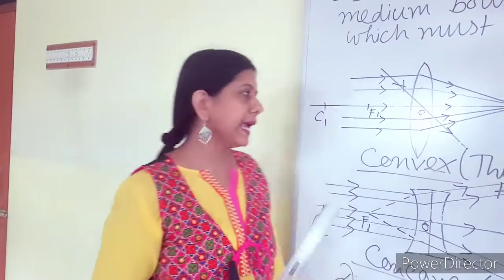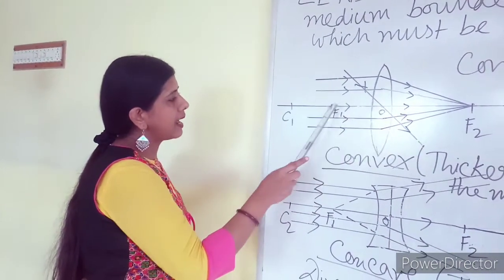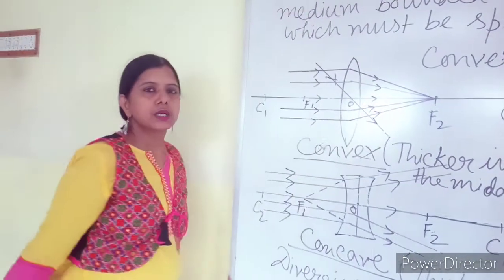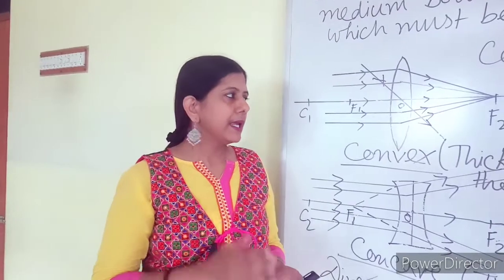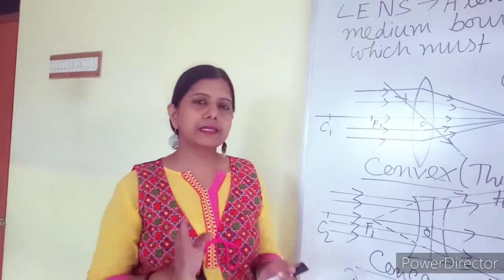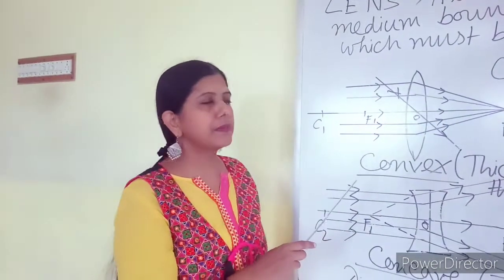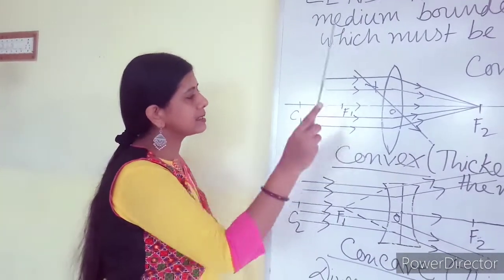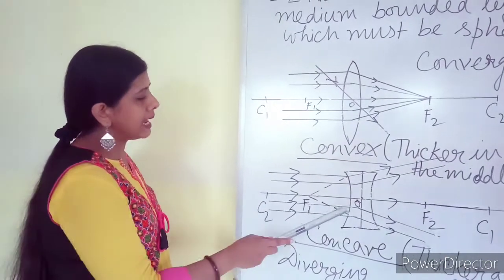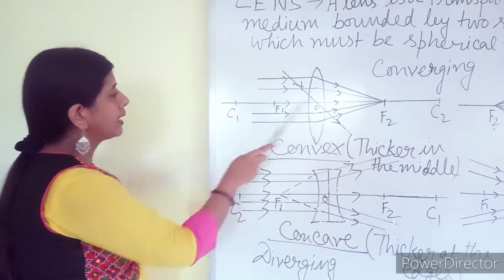Next is focal length. What is focal length? The distance between the optical center and the focus point, that is OF1 and OF2. This is called focal length. In case of a mirror, I have seen that all the measurement used to be done from the pole of the mirror. Here all measurement has to be done from the optical center of the lens. Whether it is convex or concave, the measurement has to be done from the optical center. So this one is my focal length.